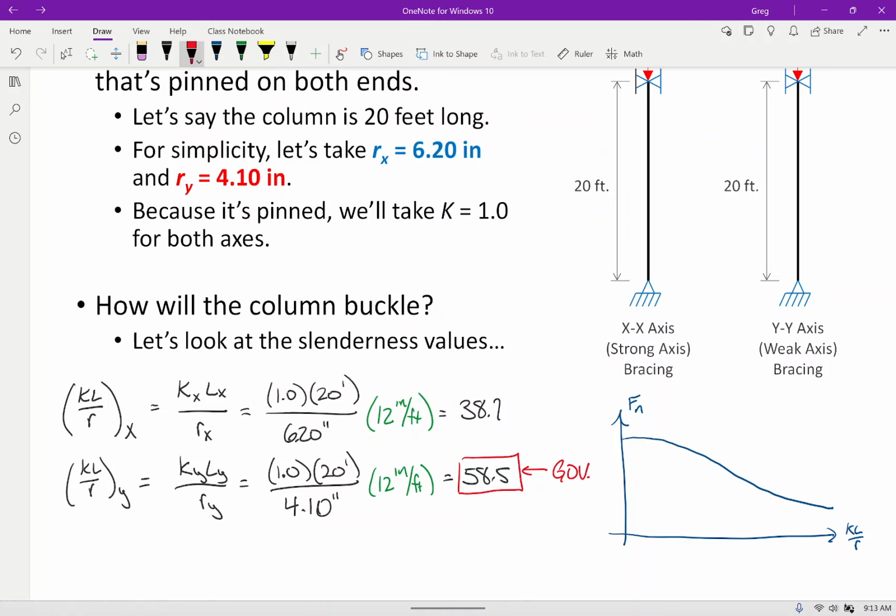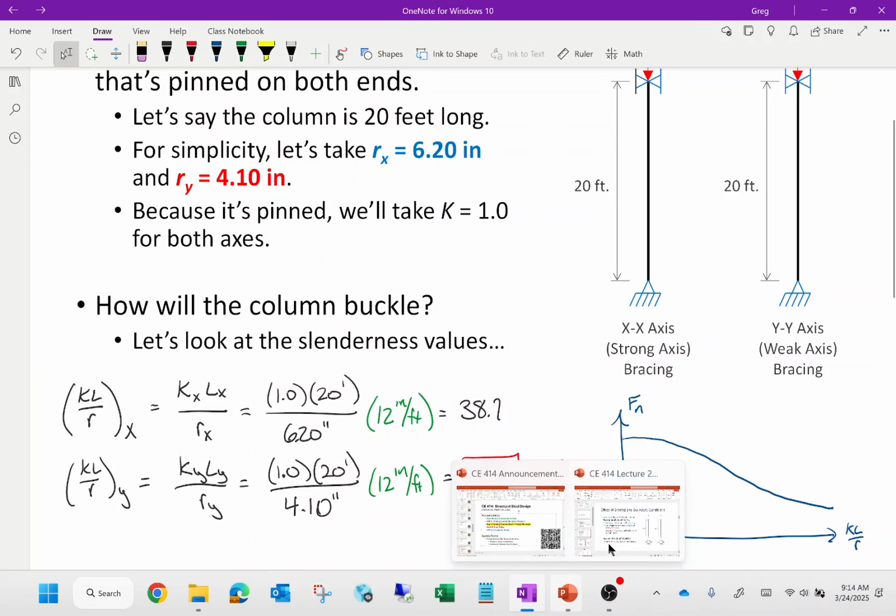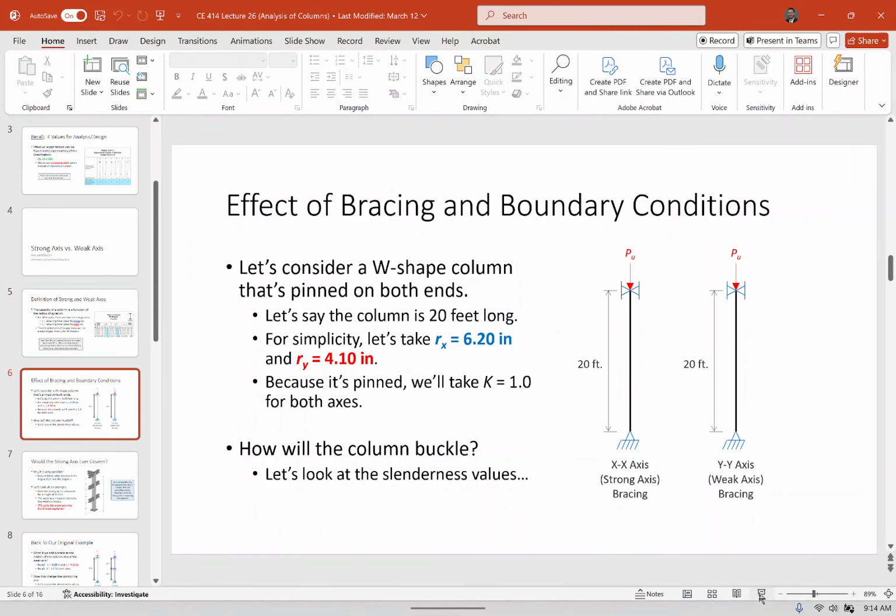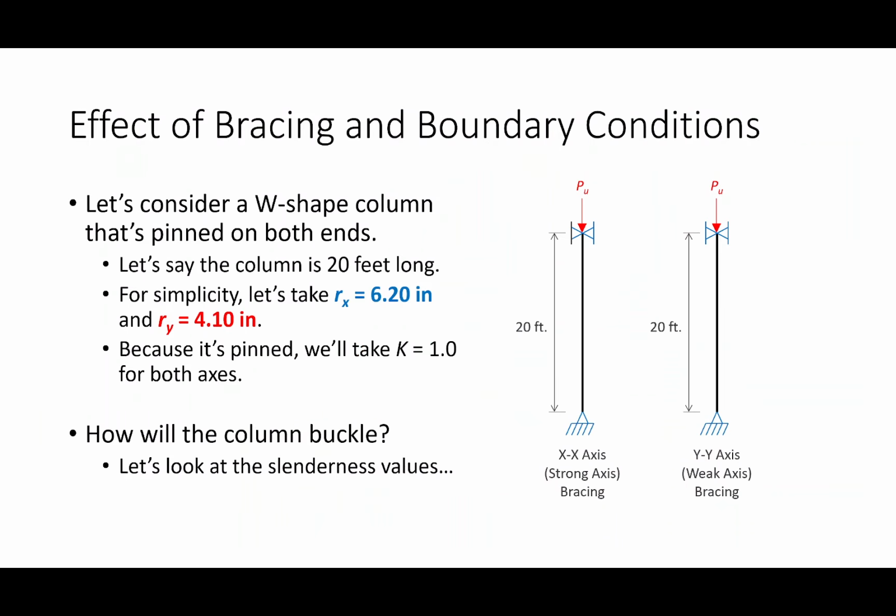Now, in this case, the weak axis governed, right? Because KL over R for the y-axis was bigger than KL over R for the x-axis. Does that make sense? When we're computing slenderness values for a given column, we would use the largest slenderness value to compute capacity because that would be the worst case scenario. Everybody with me so far? Okay. All right. Now, okay, so far so good?